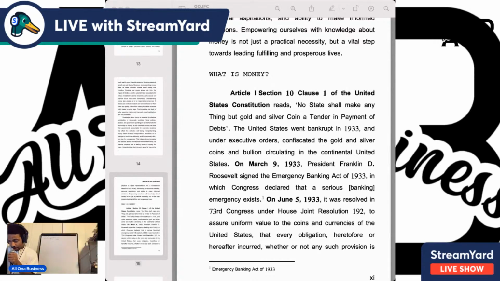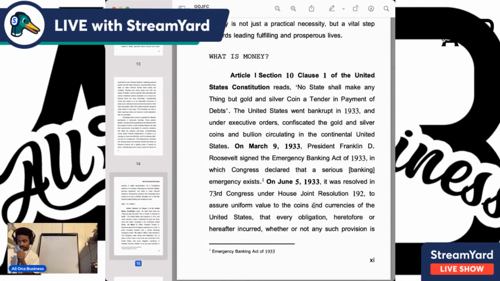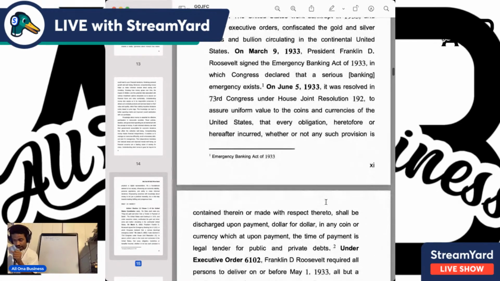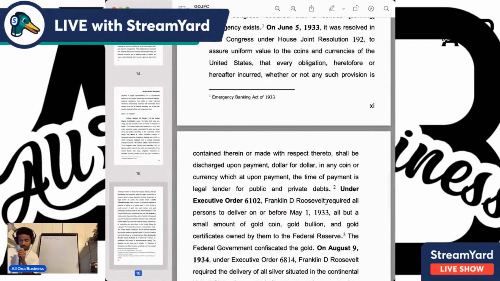The get out of jail free card lets us know exactly what House Joint Resolution 192 is talking about. So it was resolved, right, in 73rd Congress, right here on June 5th, 1933. It was resolved in 73rd Congress under House Joint Resolution 192 to assure uniform value to the coins and currencies of the United States, that every obligation heretofore or hereafter incurred, whether or not any such provision is contained therein or made with respect thereto, shall be discharged upon payment dollar for dollar in any coin or currency which at the time of payment is legal tender for public and private debts.